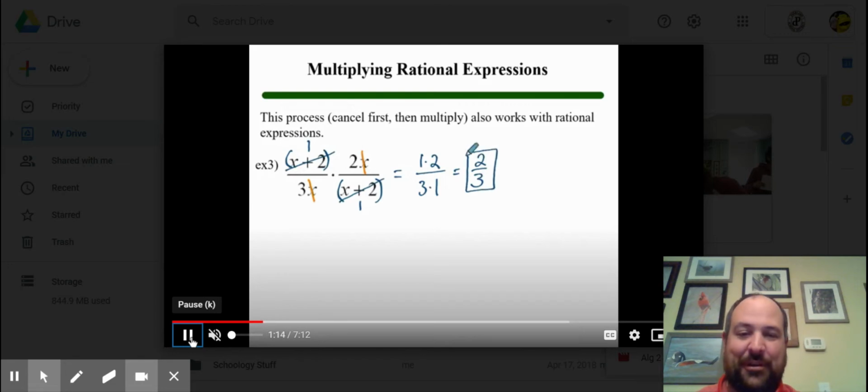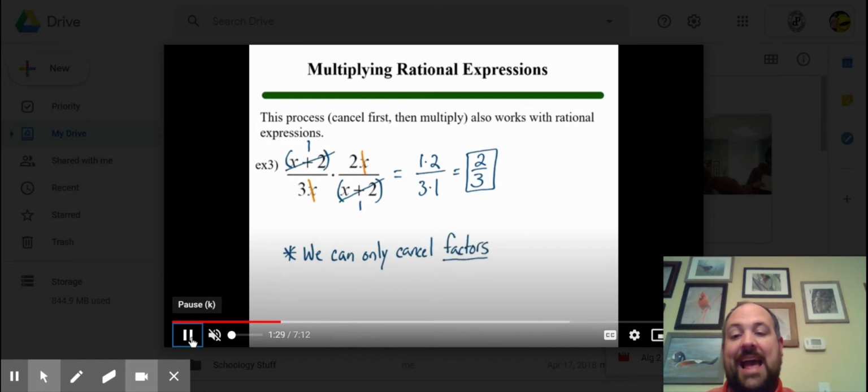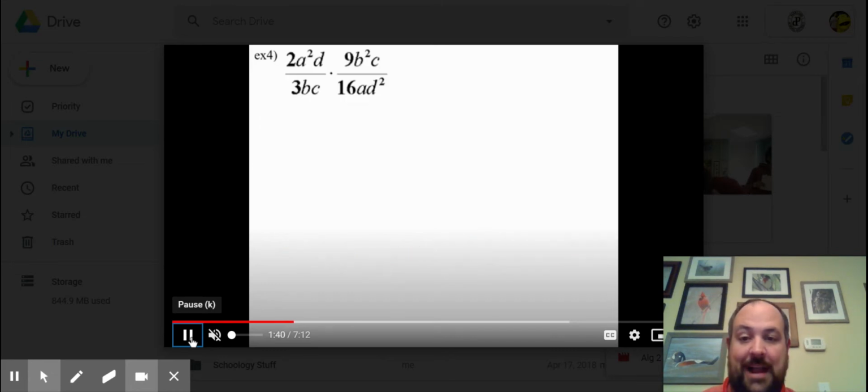It's going to give us 2/3. All right, so there's our final answer. One of the things that you want to make sure that you remember, and I said it already, is that we can only cancel out factors, not terms, which means if I have a binomial, x plus 2, I can only cancel out that whole quantity if I also have that same quantity in the denominator of the fraction.